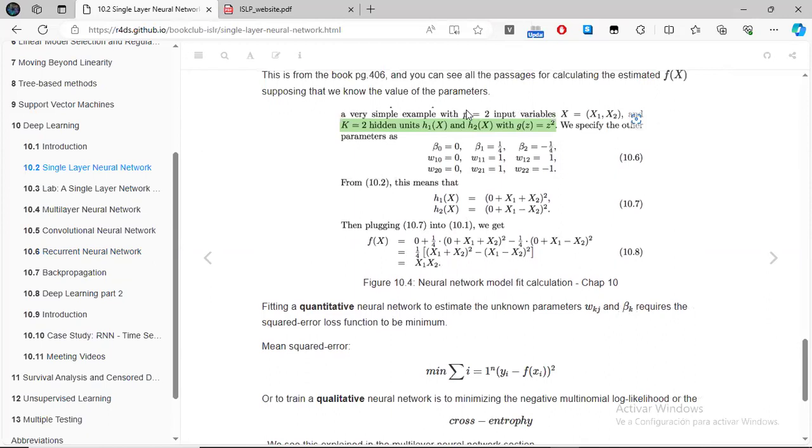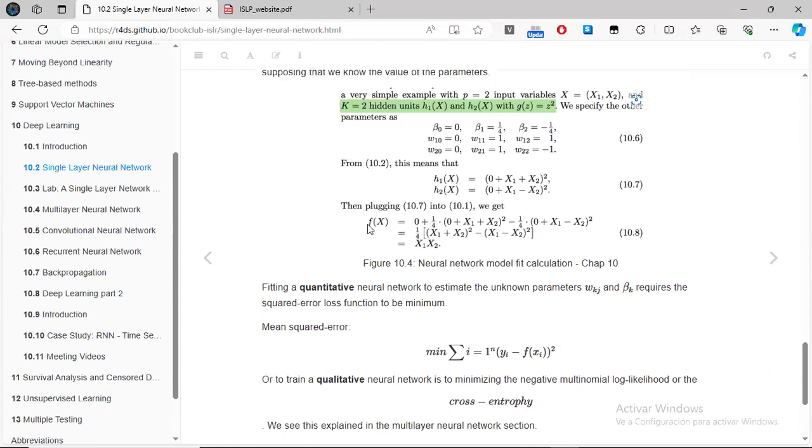Let's see, we have two input variables, x1 and x2. And we can specify some particular values of these coefficient estimates. Over here, this would be the weights for the predictors. And these beta coefficients would also be weights, but the weights of the activation, the ones that we use for the final estimated function, as we can see in this part of f(x).